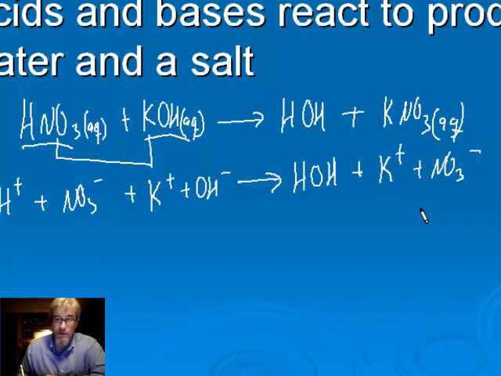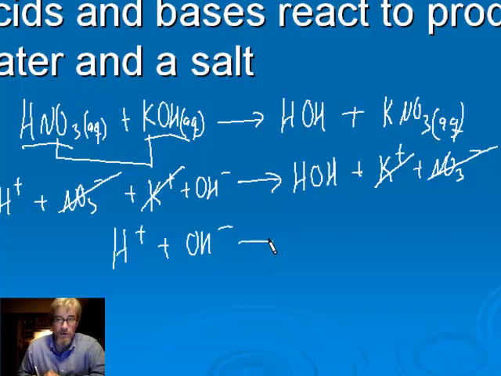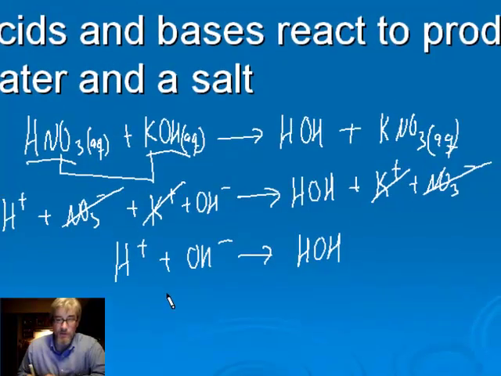Now if I wanted to write the net ionic equation, I have two spectators that I can remove. Nitrate's one, potassium ion is the other one. And so here's the net ionic equation. H+ + OH- is HOH. Water is made from protons and hydroxide ions. That's a very common net ionic reaction for acid-base reactions.